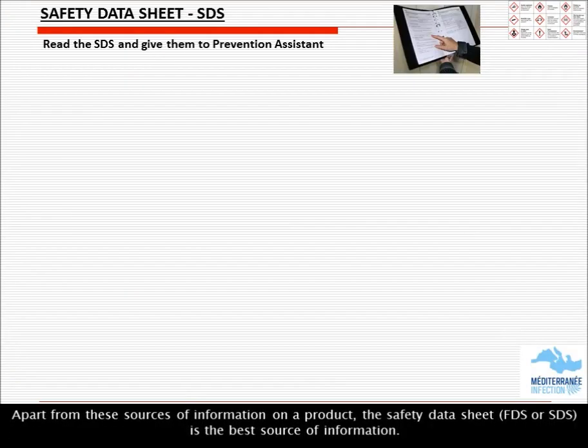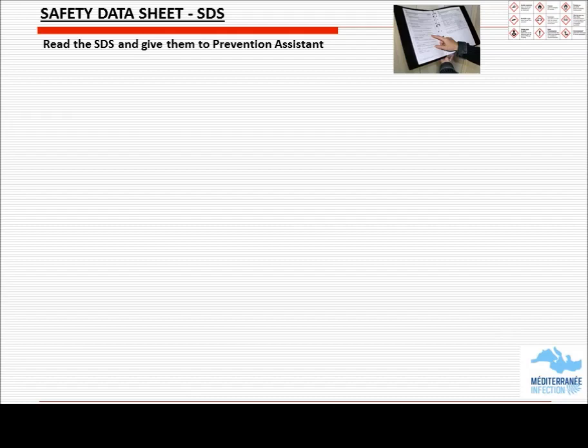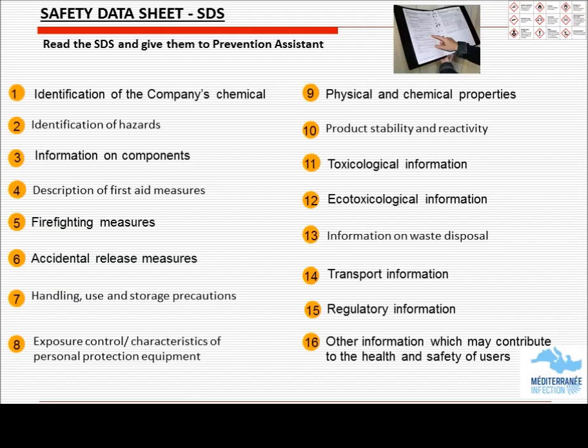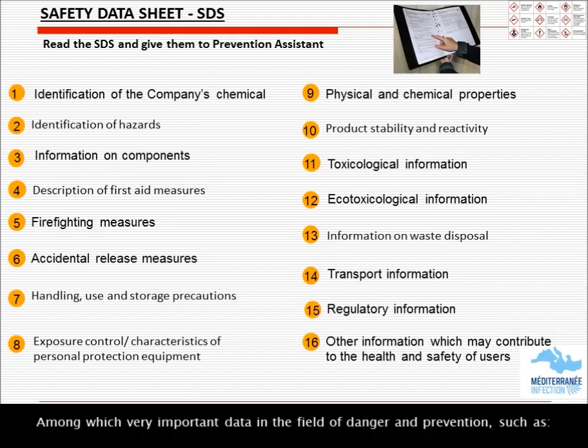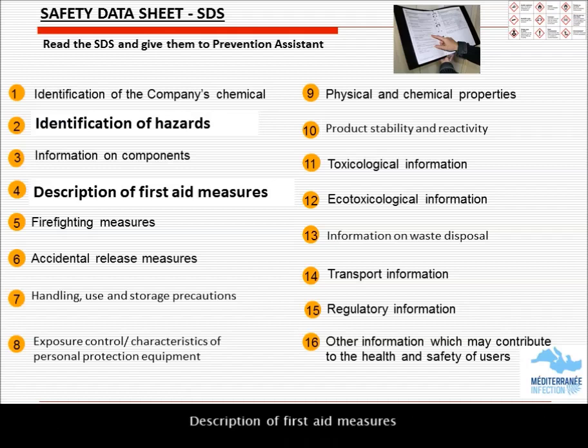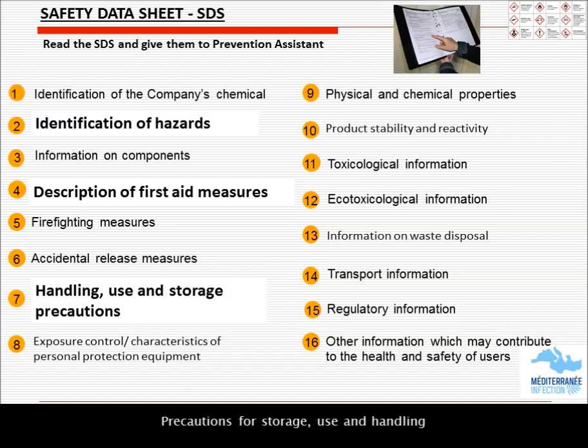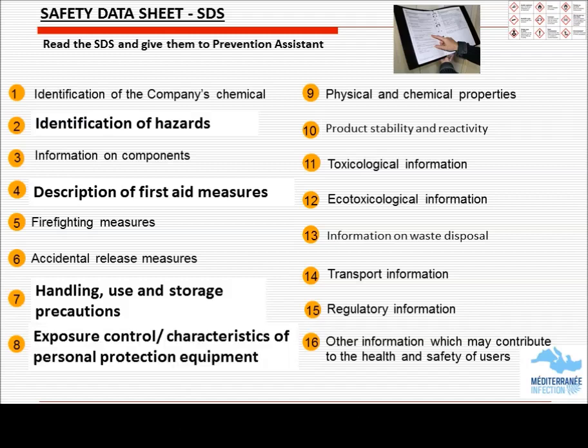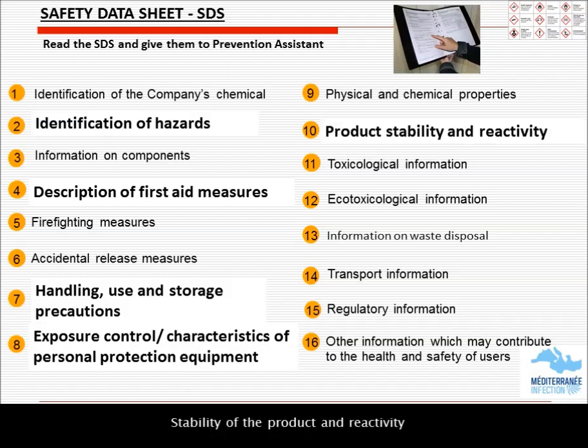Apart from these sources of information on a product, the Safety Data Sheet, FDS or SDS, is the best source of information. It's sort of its ID. It always includes these 16 headings, among which very important data in the field of danger and prevention, such as identification of risks, description of first aid measures, precautions for storage, use and handling, exposure control and characteristics of personal protective equipment, stability of the product and reactivity, waste treatment information.